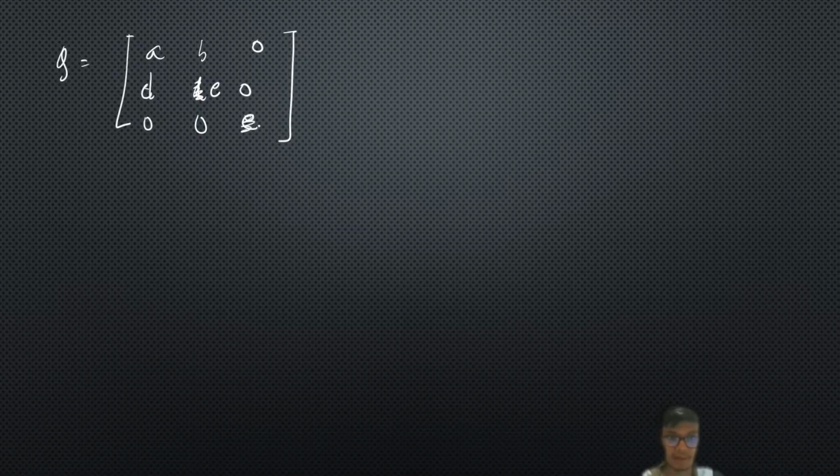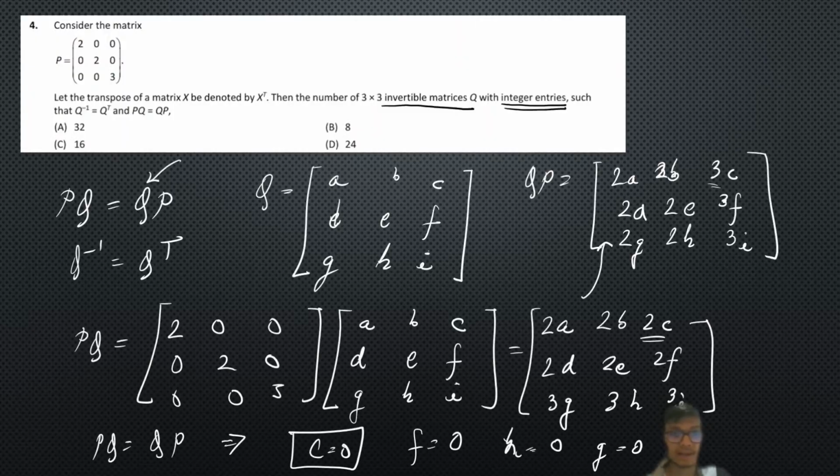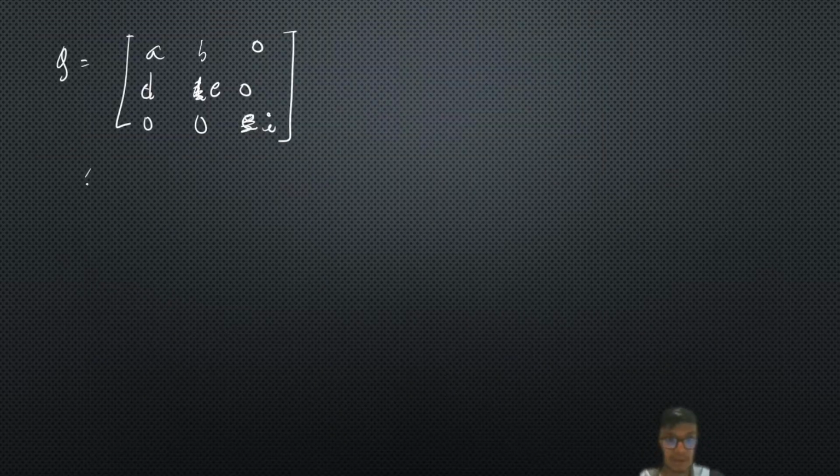Okay, this should be I, right? Correct. This should be I over here, right? And then if you look at the next condition, that is Q inverse is equal to Q transpose, you can take this and write it as Q into Q transpose is equal to the identity matrix.